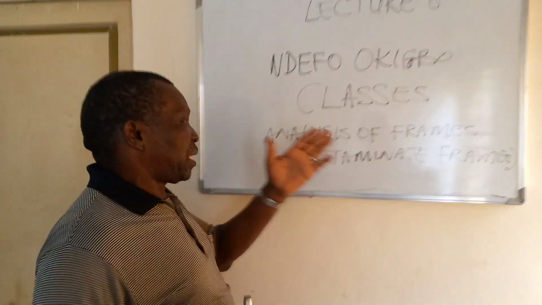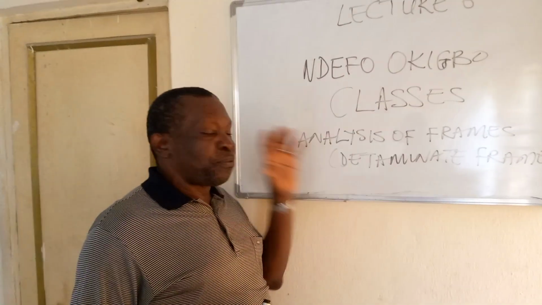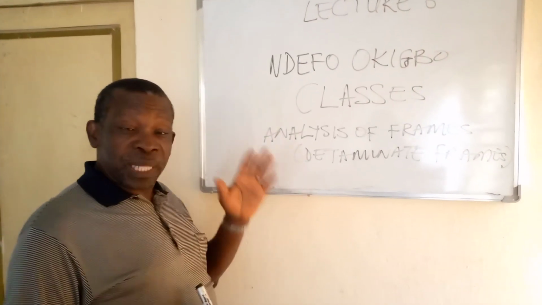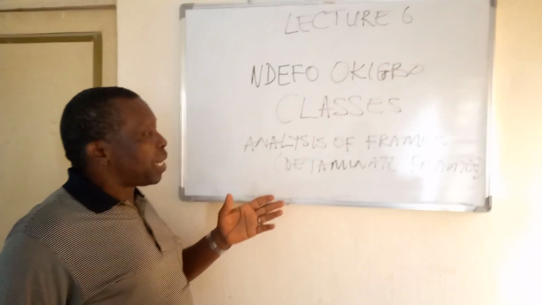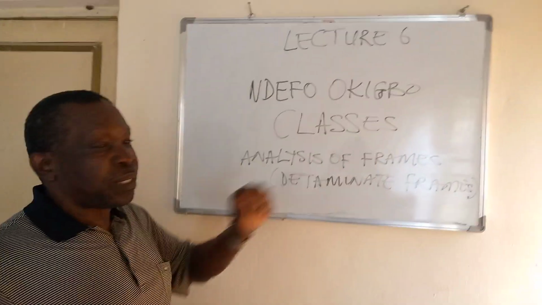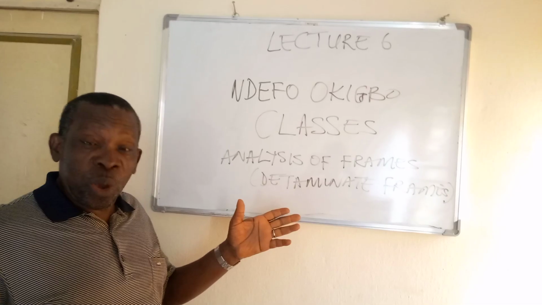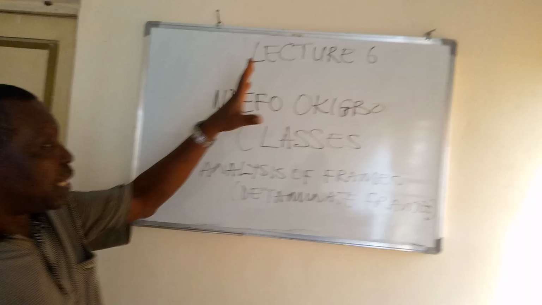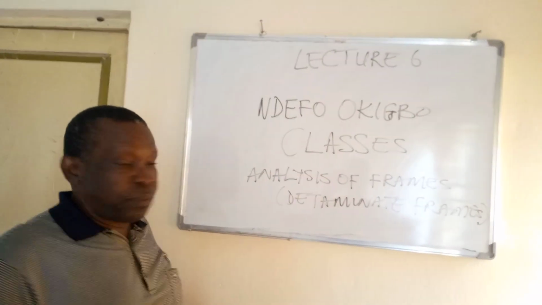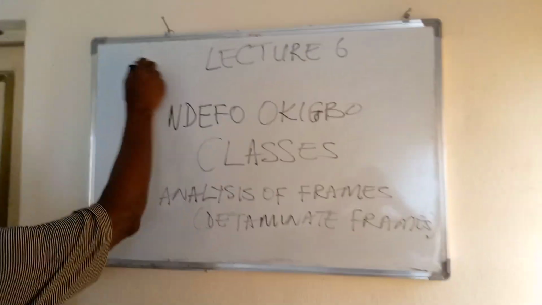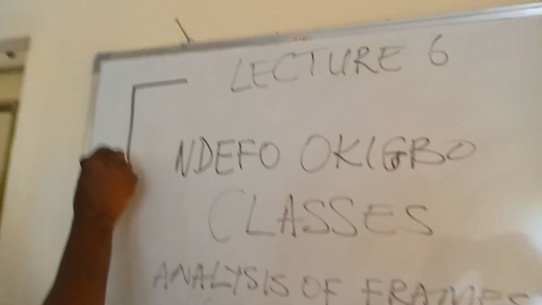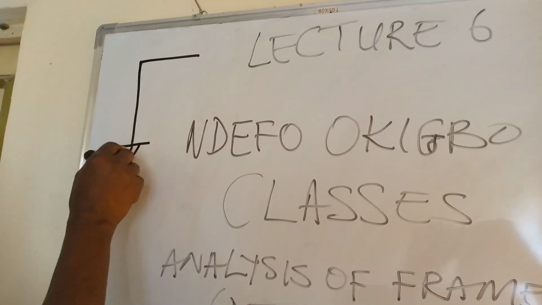We're going to analyze frames, determinate frames. We've been dealing with beams, simply supported beams that are determinate. Now we're going to analyze frames that are determinate as well. This is lecture 6, Frames. We're going to analyze different types of frames. Let's start with simple frames.